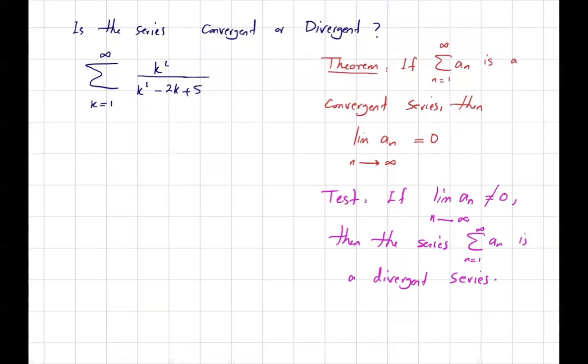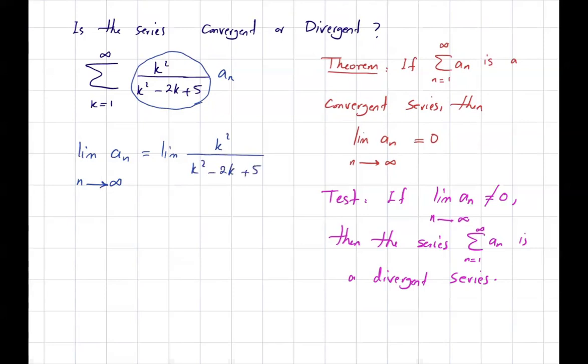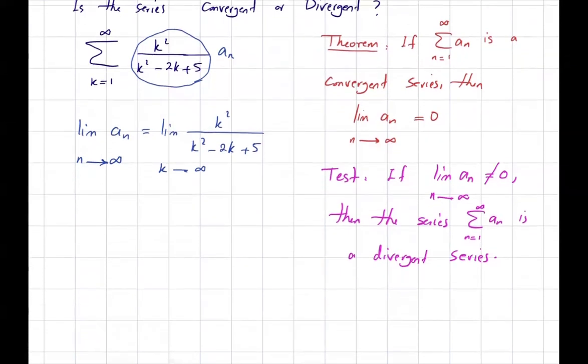This is our a_n. This is the general term of the series. Let us find the limit of a_n as n goes to infinity so we can analyze the series. This is the limit of k squared divided by k squared minus 2k plus 5 as k goes to infinity. Very good. So what do we have here? We have the limit of k squared divided by k squared minus 2k plus 5.